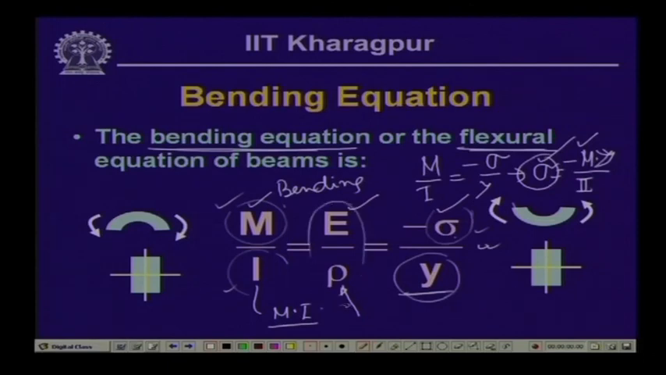Now, here it is in terms of curvature, 1 by rho, where rho is the radius of the curvature, and the 1 by rho term we call kappa, which is the curvature of the beam. So, there is a similarity between the torsion equation and the bending equation.